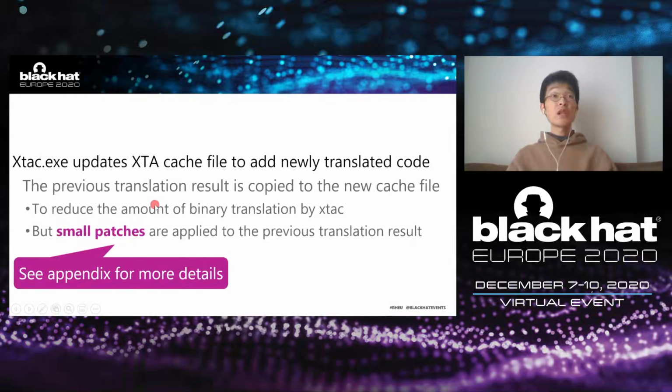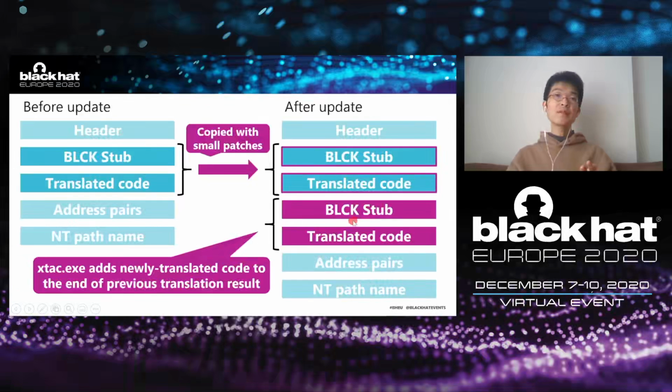Next, let me explain the update feature of the XA cache file. As I said, XTAG updates the XA cache file to add newly translated code. In the process, the previous translation result is copied to the new cache file to reduce the amount of binary translation, but small patches are applied to the previous translation result before copying. I don't explain the purpose of these small patches here, so for more details, see the appendix of this material.